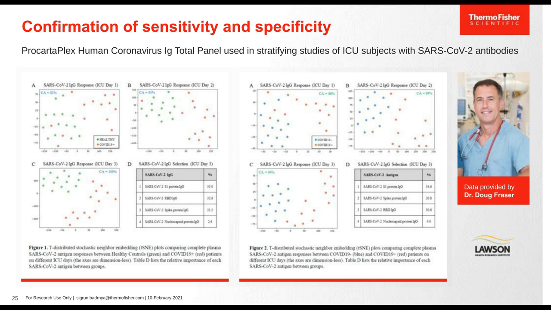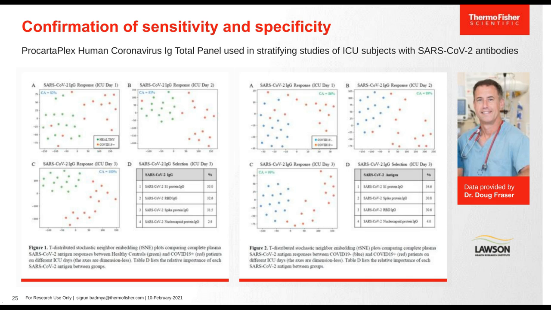Analysis of the complete plasma SARS-CoV-2 antigen responses using a state-of-the-art machine learning algorithm, as depicted in the TSNE plots on the left, revealed a distinct discrimination between healthy controls, here indicated in green, and SARS-CoV-2 positive ICU subjects, indicated in red, with increasing classification accuracy over time that reached 100% on ICU day 3.